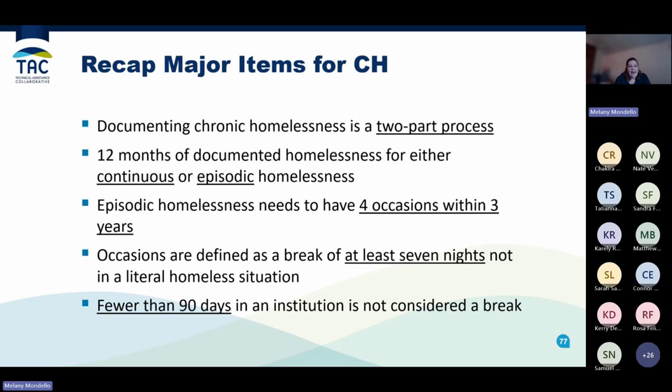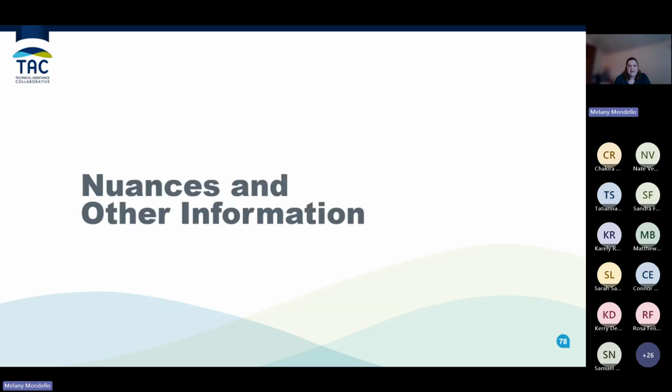So this is just a recap as you're, again, training staff, refreshing yourself. Chronic homelessness, 2 parts, disability and homeless, continuous or episodic, episodic 4 occasions within 3 years. A break is 7 nights. Fewer than 90 days in an institution is not a break. So if you just need one slide to print, this is the slide that can get you the overview of chronic homelessness.